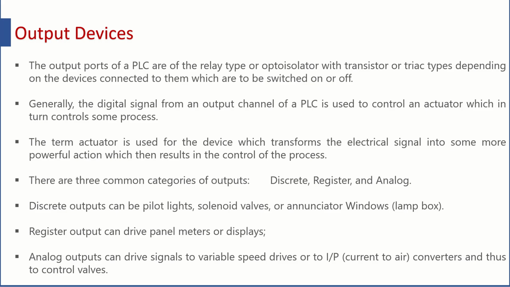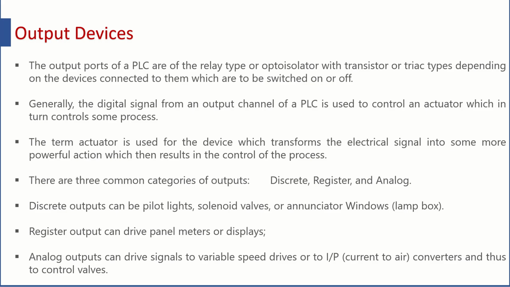Now you see that the digital signal from the output channel of a PLC is employed to an actuator, and this actuator controls some process. Now you see, the term actuator is used for the device which transforms the electrical signal which we are getting from the PLC into some more powerful action, which then results in the control of the process.